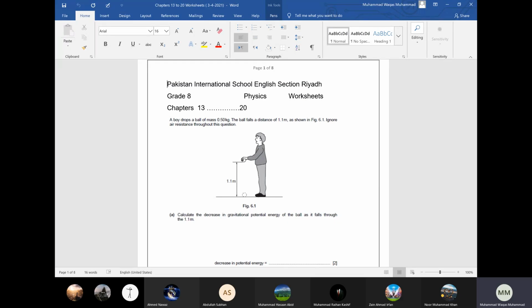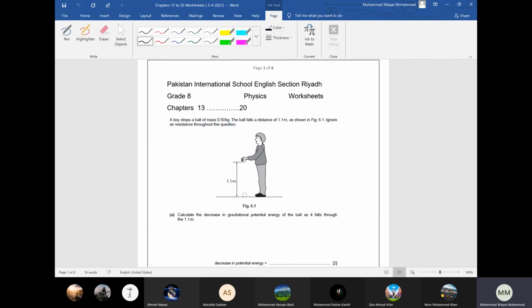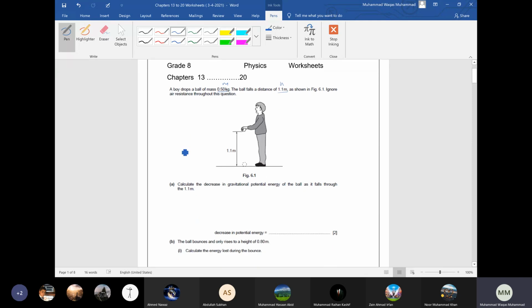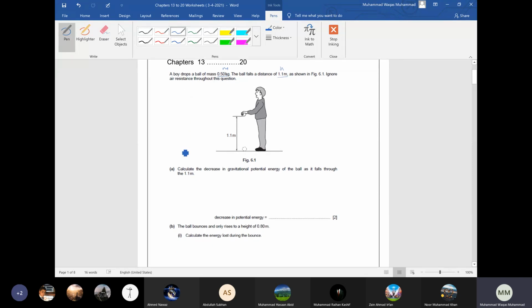A boy drops a ball of mass 0.50 kilogram. Okay, beta, so what is this? This is the mass of the ball, right? A distance of 1.1 meters. So this is basically the height from which the ball is dropped. Beta, ignore the air resistance throughout this question, okay?